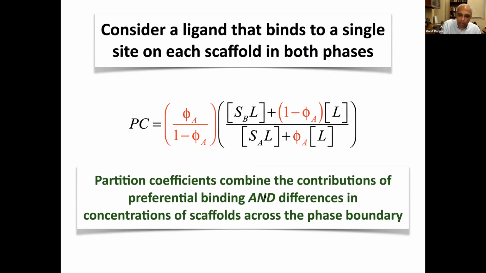It is a measure of the contributions from preferential binding and the differences of the scaffold concentration across the phase boundary. And so in effect, what's going on is that the partition coefficient really is a fairly efficient way of saying, I can tell you what the concentration in the dense phase is going to be versus the dilute phase as seen by some molecule, right? But how that molecule sees it will be contingent upon two things. How is it binding, and how much room is available for it, or what is the effective concentration of scaffolds?